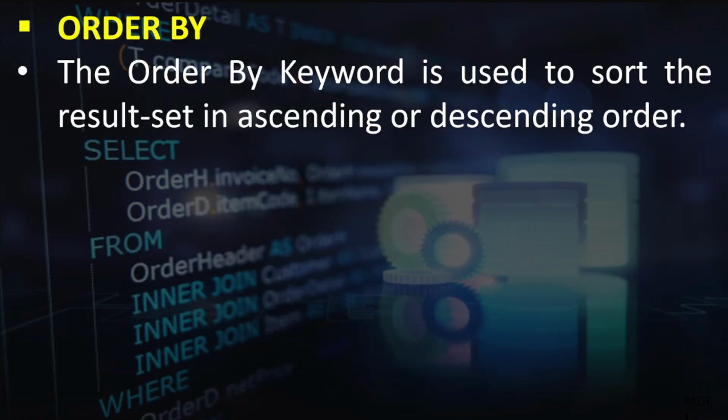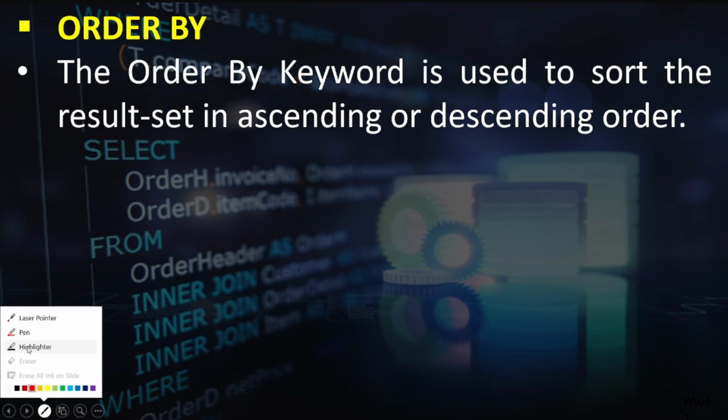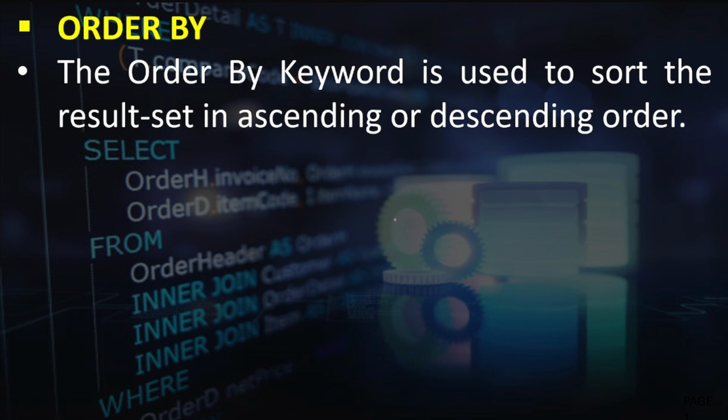Let's first try to understand order by. The order by keyword is used to sort the result set in ascending or descending order. For those who are new to these terms, ascending and descending, I would like to explain this in a simple way. Ascending means arranging from small to big, and descending means arranging from big to small. And this gets applied on data as well.